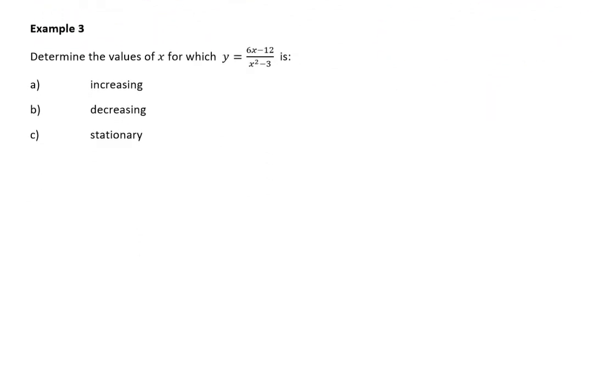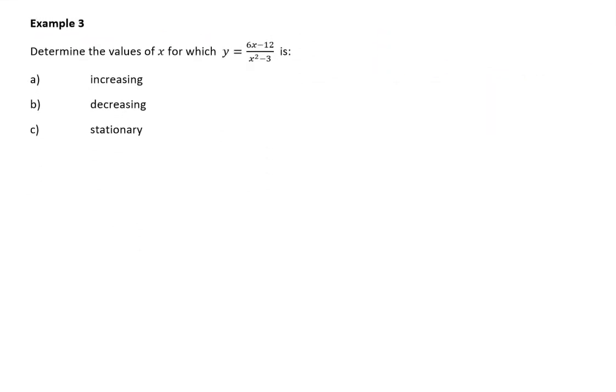Okay, example 3. Oh, very similar question to what we've done before. Determine the values of x for which that function is increasing, decreasing, or stationary. Now, why do we want to be able to find these out? Well, in a couple of lessons time we're going to be drawing that function, and you probably have no idea what that function currently looks like, and we need to know. So finding out where it's going up and down and stationary is really important to us.